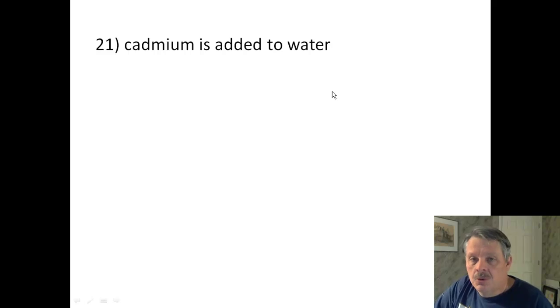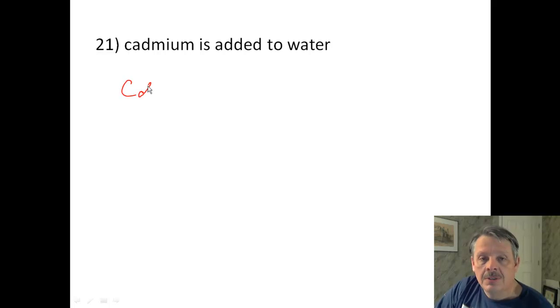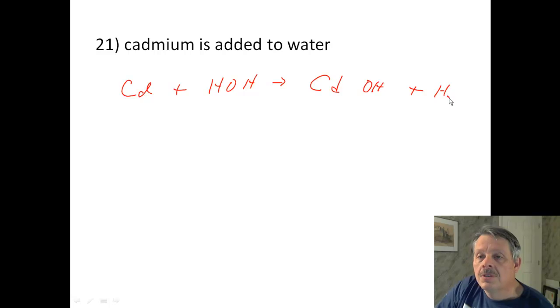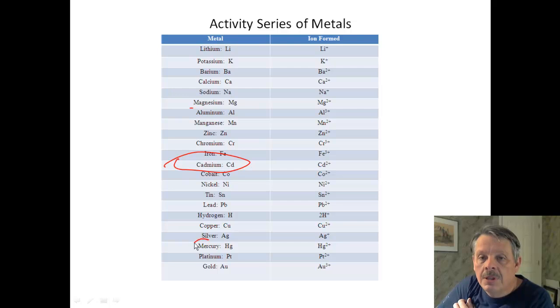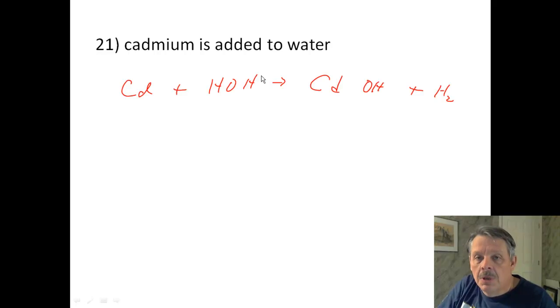Okay, let's go on to number 21. Number 21 says cadmium is added to water. So let's see, that means cadmium plus HOH, it's easier to write it that way, is going to give me, well, the cadmium and the hydrogen have to replace each other, so it's CdOH plus H2. Well, let's see what happens. Does cadmium actually replace hydrogen? Well, here's cadmium right there, and here's hydrogen all the way down the bottom, so cadmium will replace hydrogen, so this reaction actually does happen.